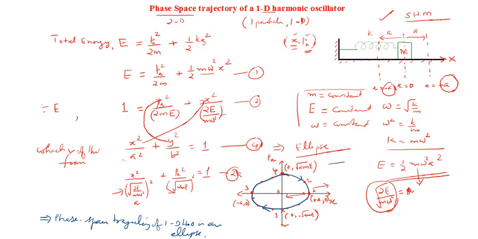Okay, so point number 2 here represents this particular state of the system. Point number 2 represents this particular state of the system.